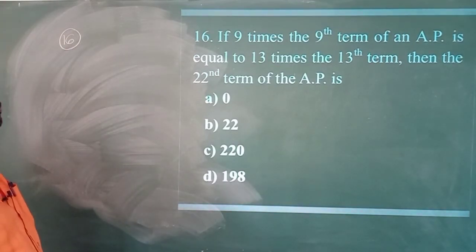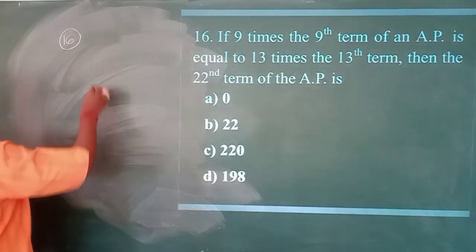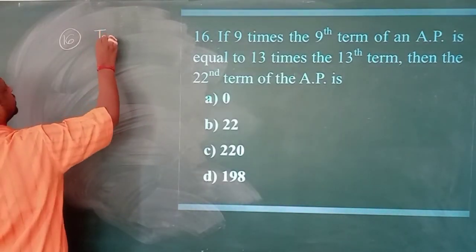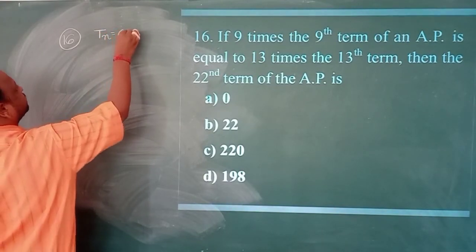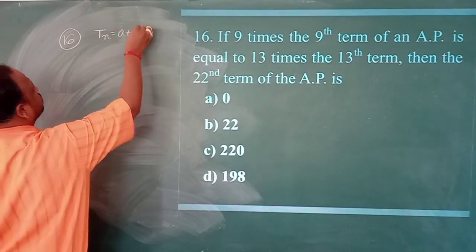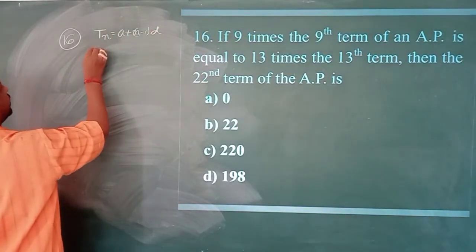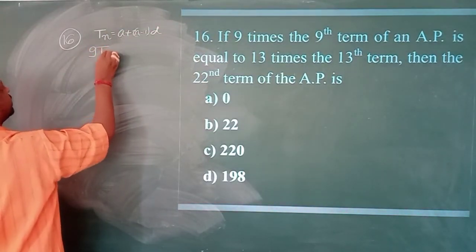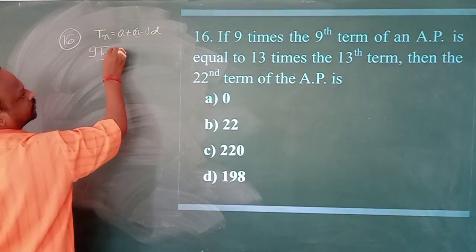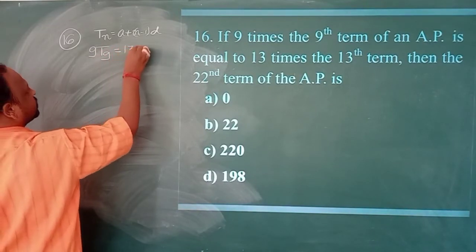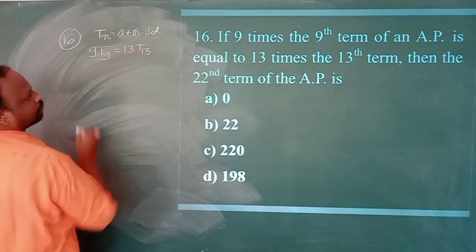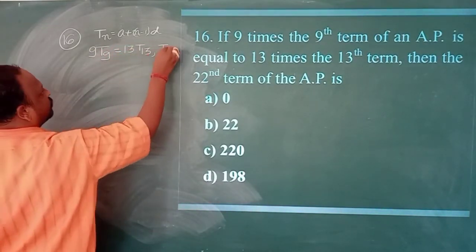Sixteenth one. If 9 times the 9th term of an AP, before going to that, the nth term of an AP is... 9 times the 9th term is equal to 13 times the 13th term. They are asking T22.